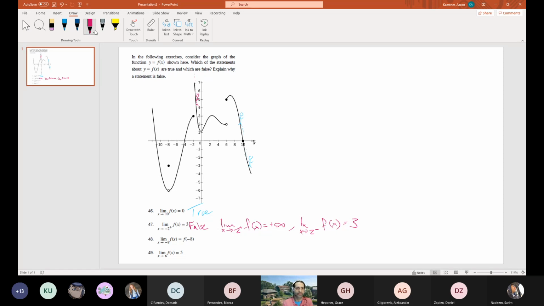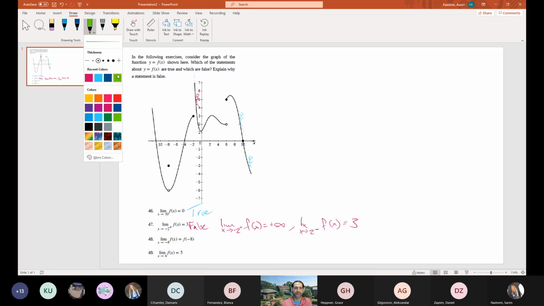48. The limit as x goes to -8 of f of x is equal to f of -8. Now, here they don't give me a value, but we have this situation where it's got an open circle there. Remember, an open circle means I'm not defined at that point, or that's not the value of the function. The value of the function is given by that closed dot. So either the function isn't defined there, or it's defined at a different point.